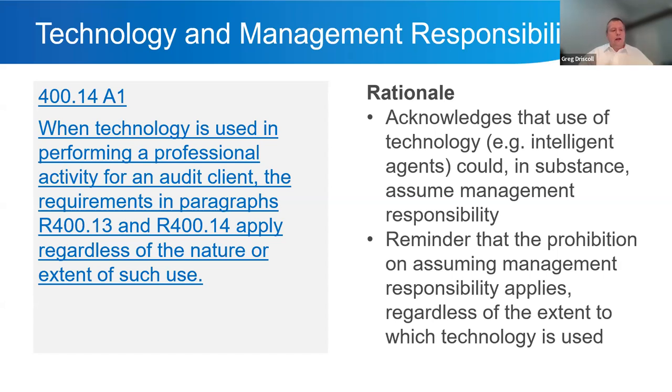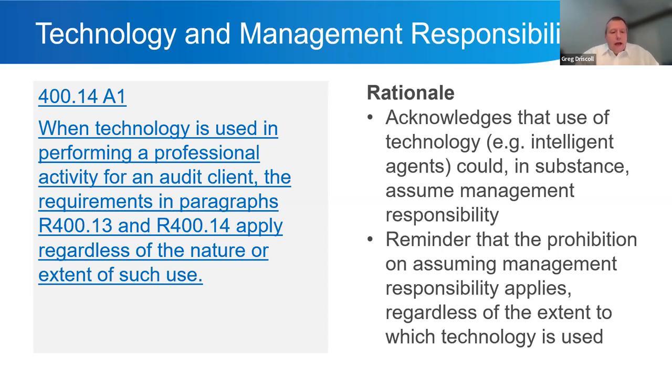Because as technology continues to grow in intelligence, it is possible that the technology being used, if it's artificial intelligence or based in machine learning, that there could be judgments being made by that technology in delivering whatever services are being delivered that would be a management responsibility otherwise. So just a clarification that even when services are provided through technology, the firm still needs to consider whether management responsibilities are being assumed through the execution of that technology.